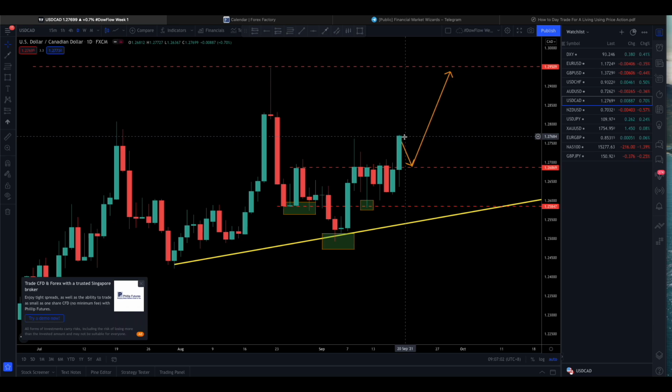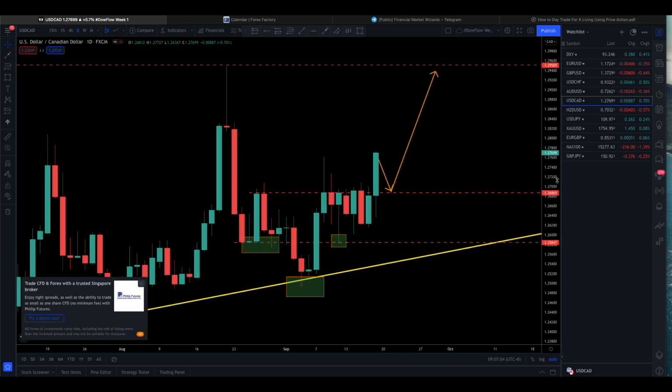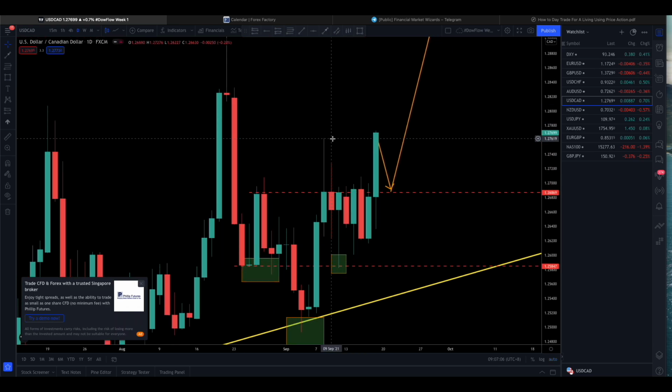I don't recommend that you chase this because, as I mentioned, this close right here, it's not very convincing. Personally, I don't really like this close here. And remember, on Friday, we had quadruple witching day. So there is a high chance that the price is being manipulated to close above a key level just so that the options expire worthless.